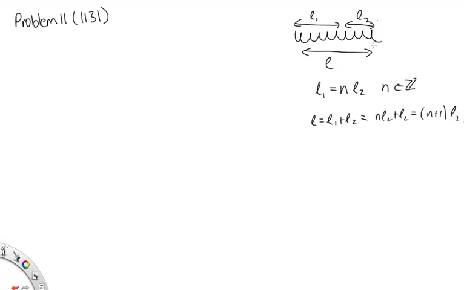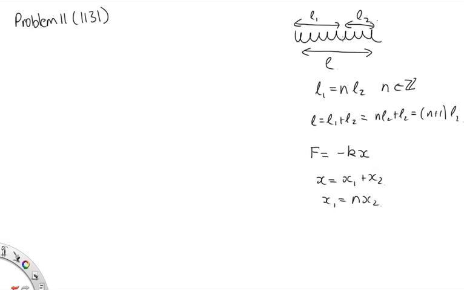Now imagine applying a force F to stretch this spring. We're told this spring has a spring constant K, so it will extend an amount x such that F is equal to minus Kx. Now, as this spring is the same everywhere, we can split this extension up into the extension of length 1, x1, and the extension of length 2, x2. And as it's constant everywhere, x1 would have to be equal to nx2.